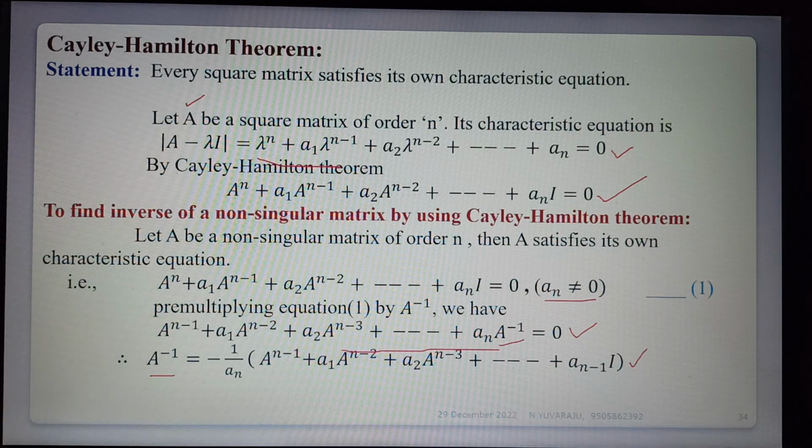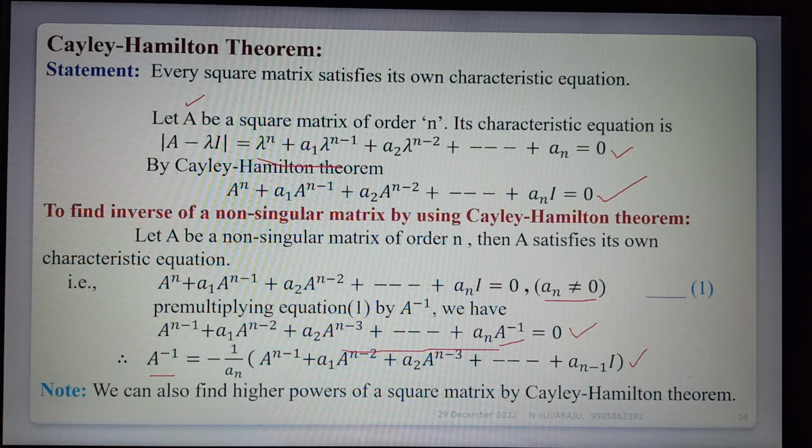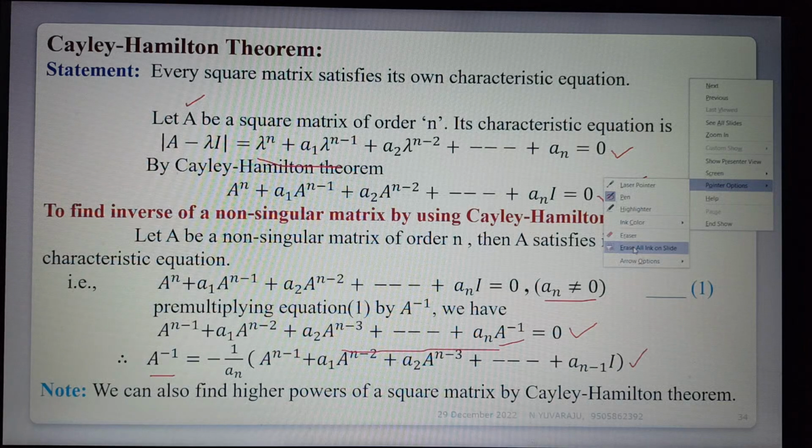We can also find higher powers of a square matrix by the Cayley-Hamilton theorem. This is another use. So to find higher powers, that is A squared, A cubed, A power 4 and so on, we use the Cayley-Hamilton theorem. So this is the Cayley-Hamilton theorem.